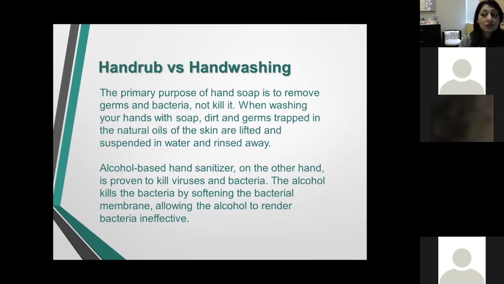So there are two different ways that we can decontaminate our hands from these germs. One could be a hand rub, and the other way could be to use soap and water and wash your hands. The primary purpose of hand soap is to remove germs and bacteria. It does not kill the germs or bacteria, but it captures them. When washing your hands with soap, the dirt and germs trapped in the natural oils of your skin will be lifted and suspended in the water and get rinsed away.